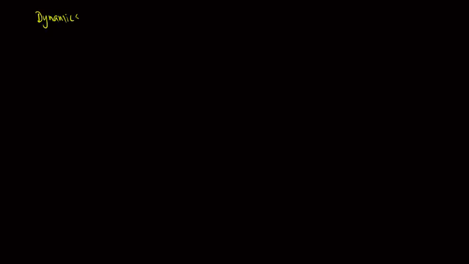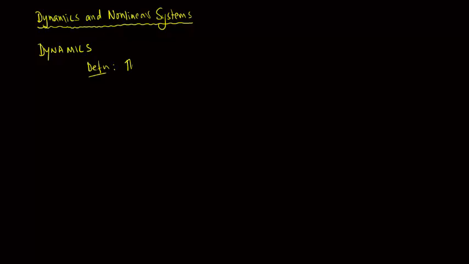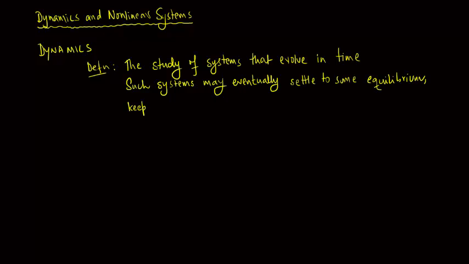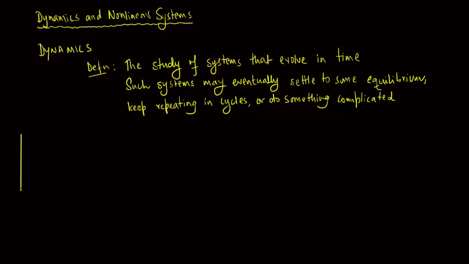So let's start getting warmed up with dynamics and nonlinear systems. And let's start with the word dynamics. Here's a simple definition. It is the study of systems that evolve in time. Now, such systems may eventually settle down to some equilibrium, or they may keep repeating in cycles, or actually do something much more complicated. Let us now visualize some dynamics.